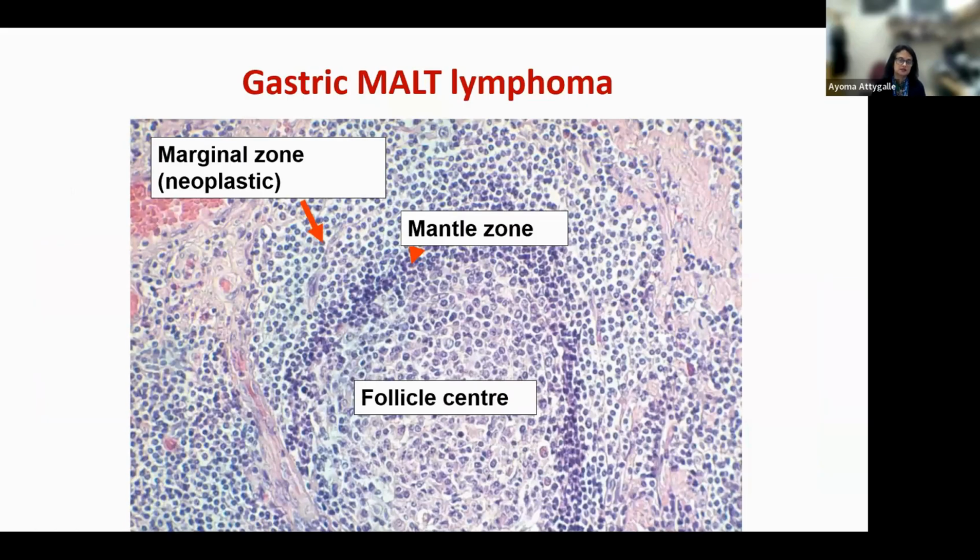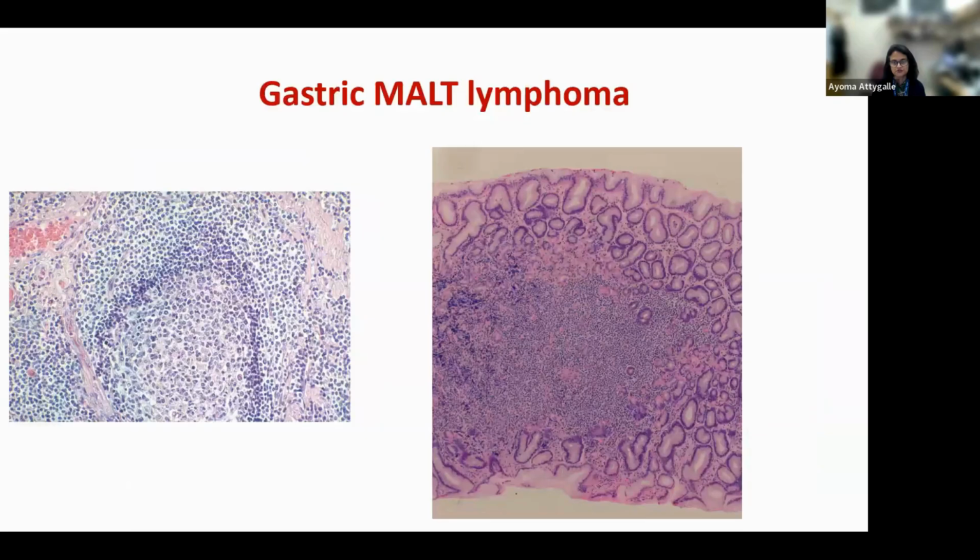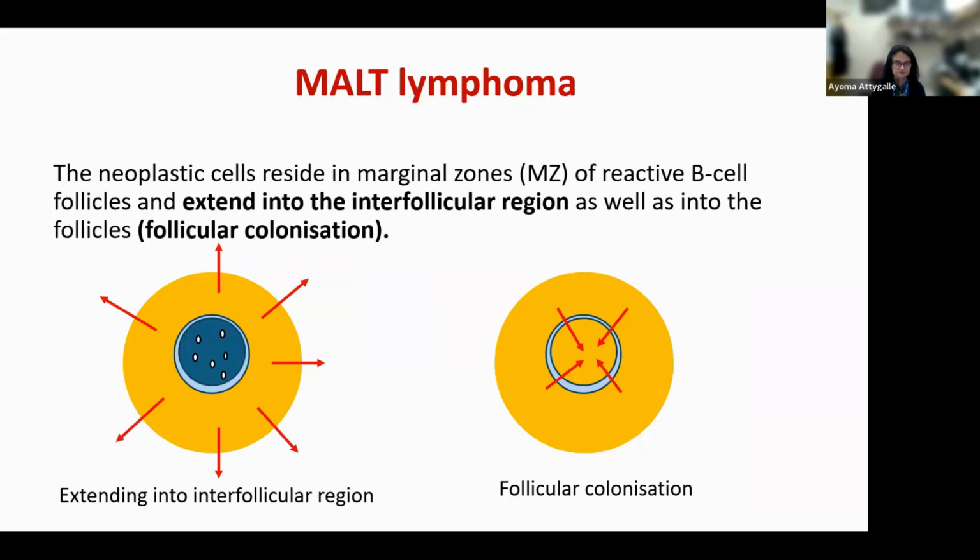So if you're lucky, when you make the diagnosis, it will look like this, where you have a nice follicle center, you have a mantle zone, and you have a nice marginal zone around it. But unfortunately, you're not always that lucky. And what you invariably get is biopsies which look like this, where the infiltrate has colonized and overrun the pre-existing acquired MALT, or the acquired mucosa-associated lymphoid tissue from which the tumor has arisen.